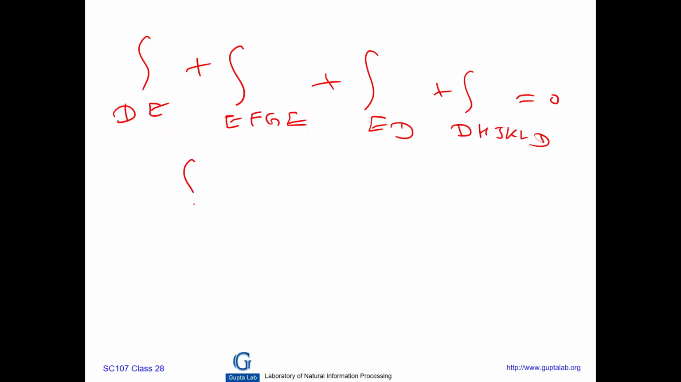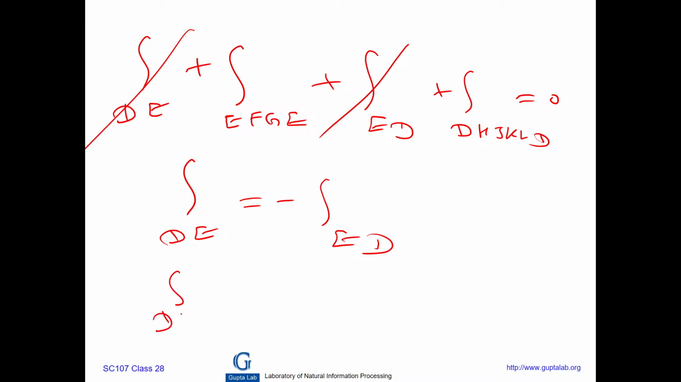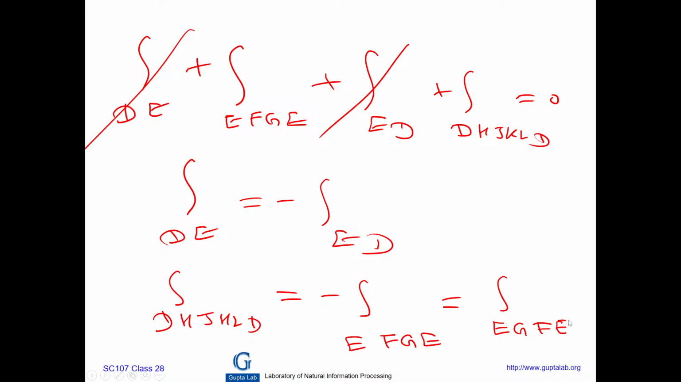And now we know that integration along DE is the same thing as minus of integration along ED, तो ये और ये कट गया, right? Whatever is left, integration along DHJKLD is the same thing as negative of integration along EFGE, which is the same thing as integration along EGFE, right? So C1 और C2 दोनों आ गए हमारे पास. So that means what we are essentially getting is integration along C1 f of z dz is equal to integration along C2 f of z dz.